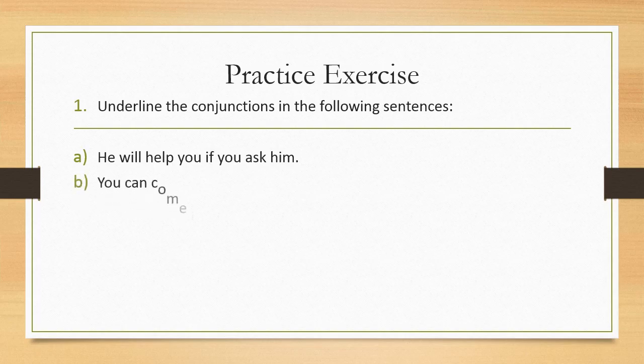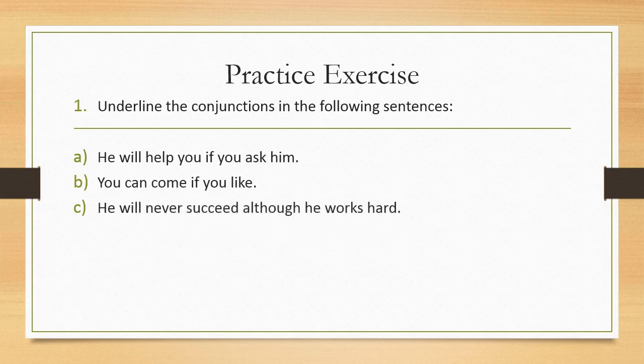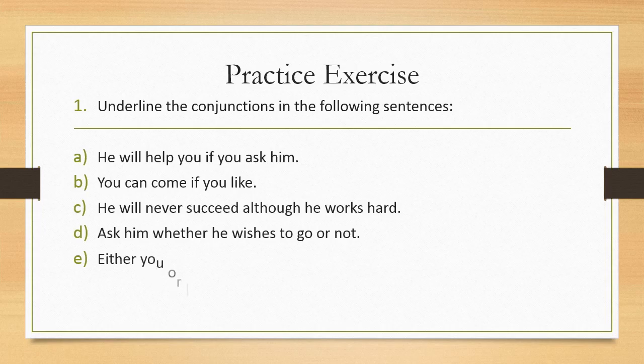Second, you can come if you like. Next, he will never succeed although he works hard. So you have to underline the conjunction here. Ask him whether he wishes to go or not. Next, either you or I must go. Don't answer unless you know. So you have to underline the conjunctions in these sentences. Clear? Shall I quickly move to the homework exercise, which is next?